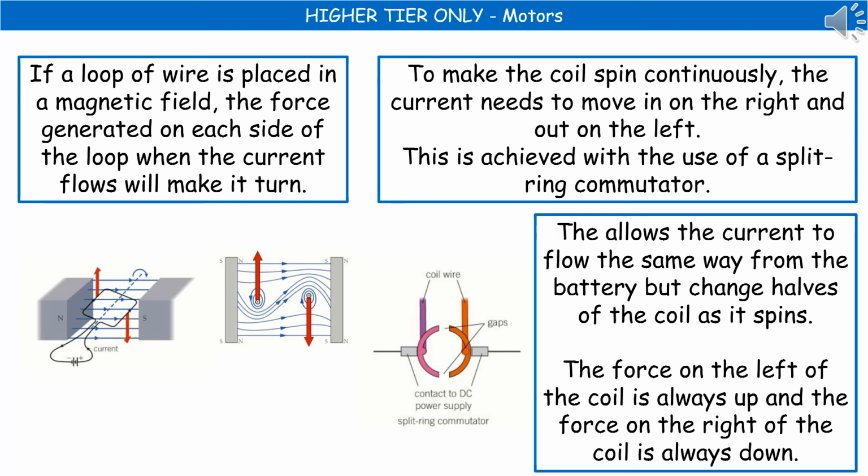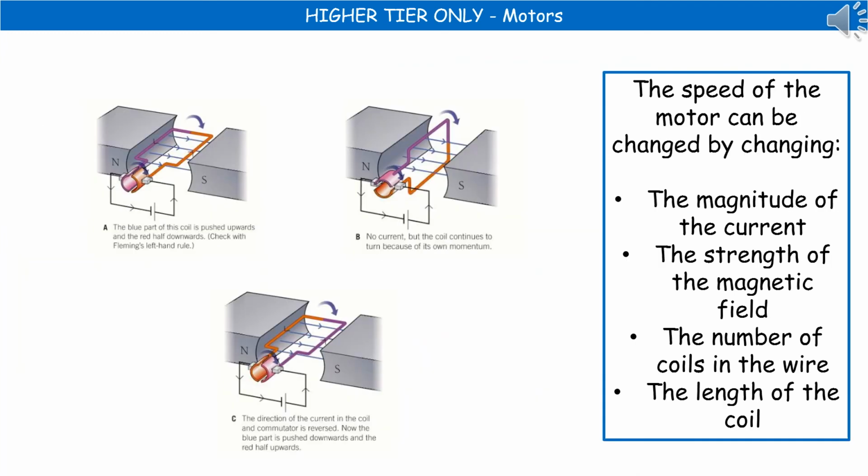So we achieve that through the use of a split ring commutator, which I've given you on the right hand side of the diagrams there. The key thing here is that we've got a little gap between the two sides, so that it allows the current to flow the same way from the battery, but the coil will change halves as it spins. So the force on the left of the coil is always up in this case, and the force on the right of the coil is always down.